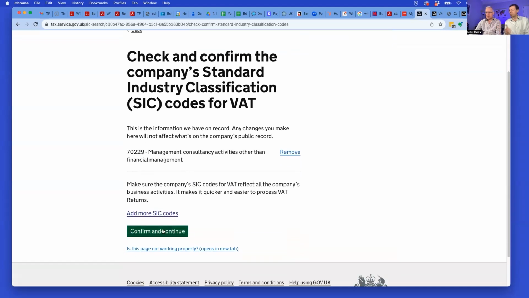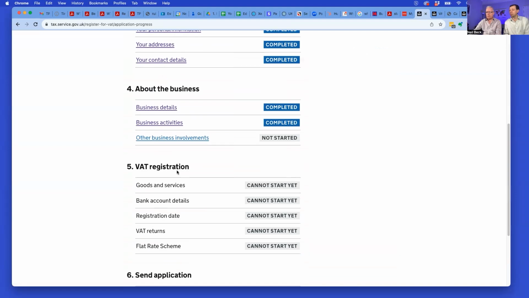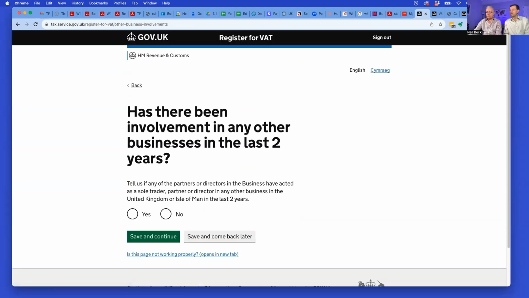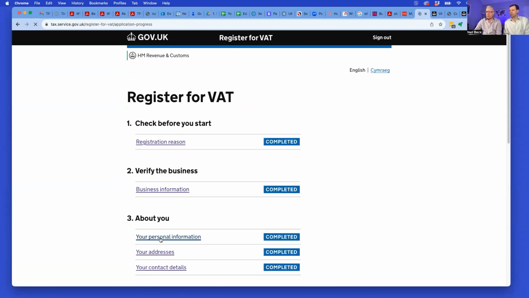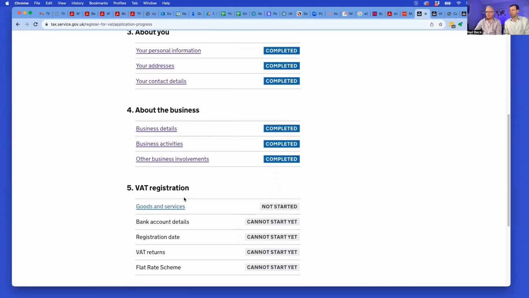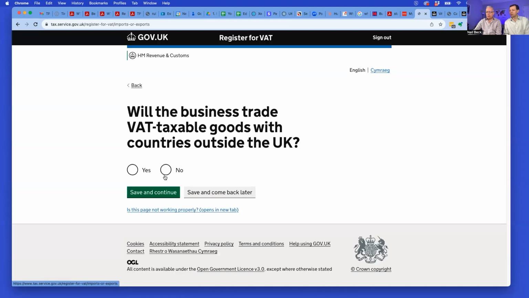So again, this is it. If you've done it, we'll put a link here, as in whatever you submitted when you set up your company. So have you been involved in any other VAT registered businesses? Then we go on to, will the business trade VAT taxable goods with countries outside the EU, outside the UK? Probably not. No.